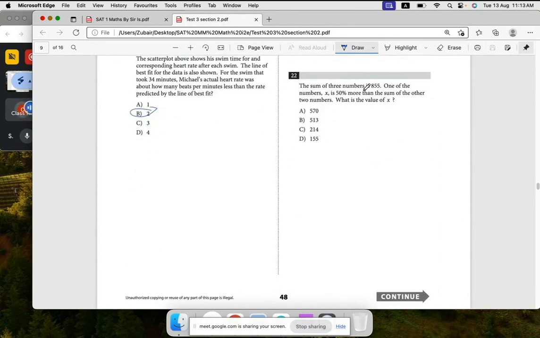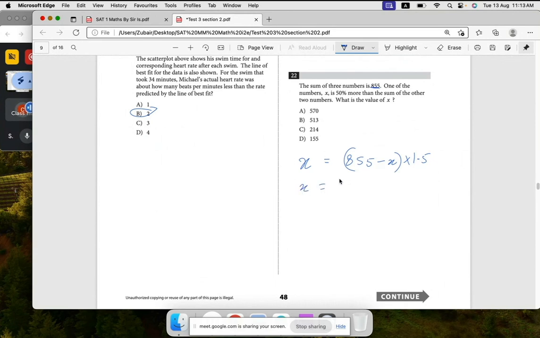The sum of three numbers is 855. One of the numbers, x, is 50% more than the sum of the other two numbers. What is the value of x? If I just subtract x from 855, this is the sum of the other two, and x is 50% more than that. So basically 1.5 times that is equal to x. Does it make sense? Yes, sir.